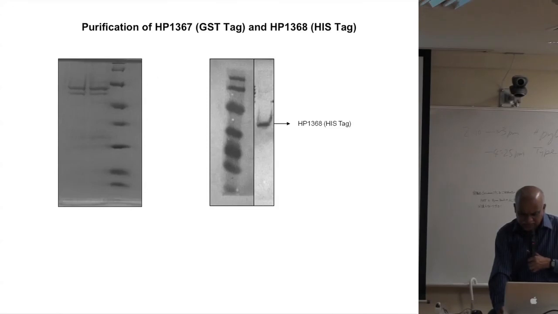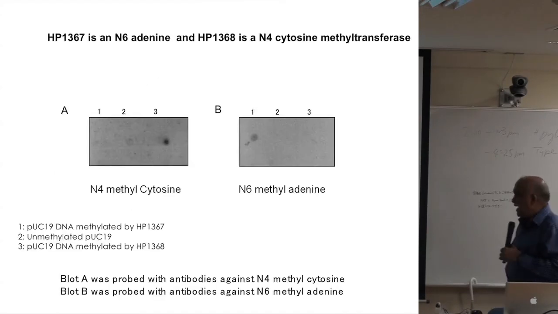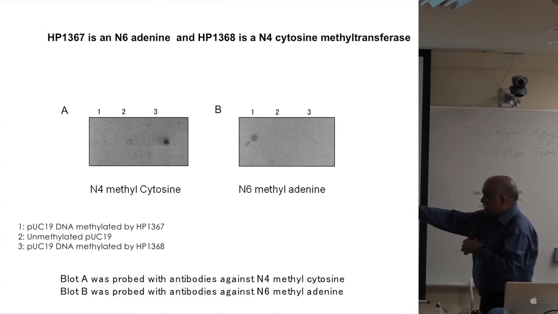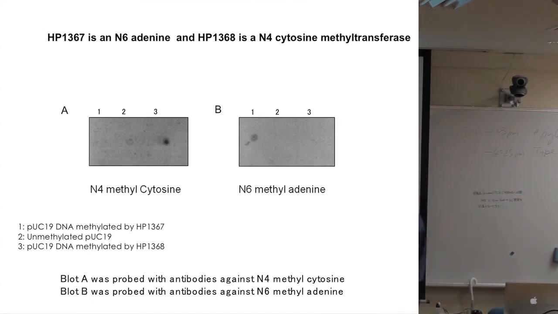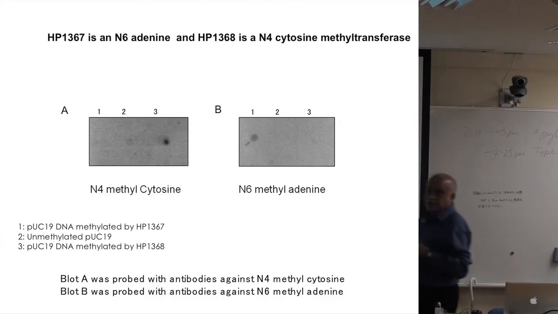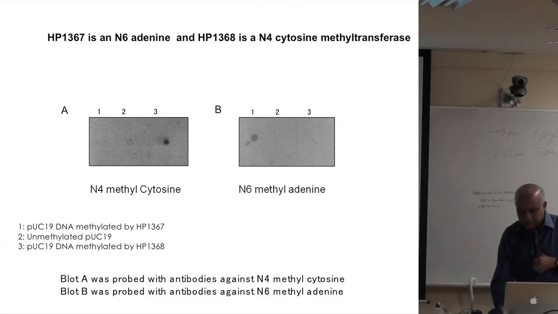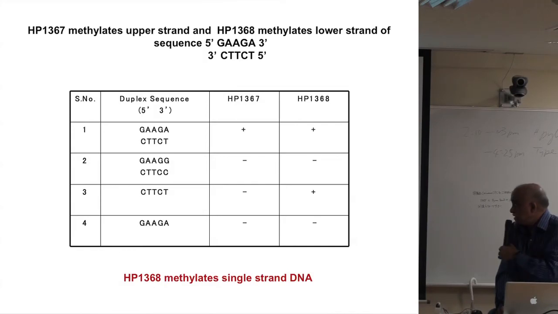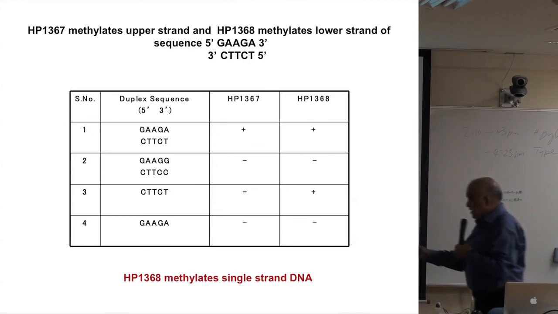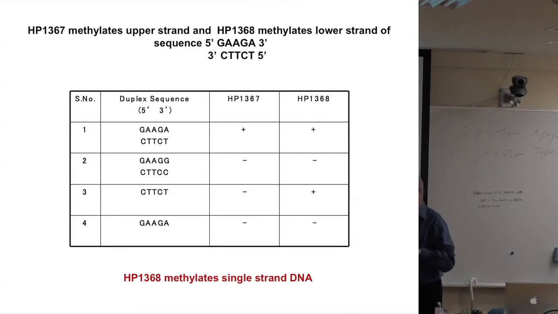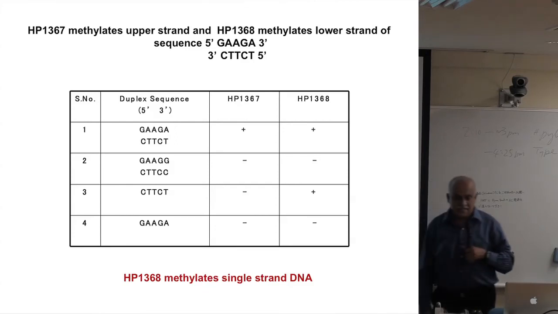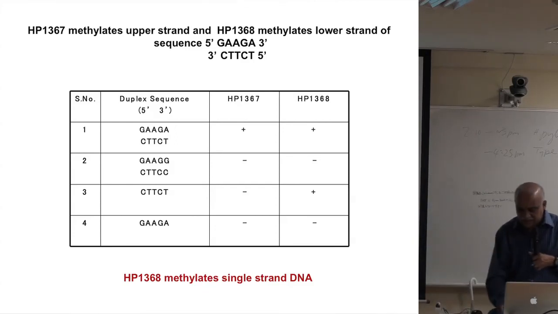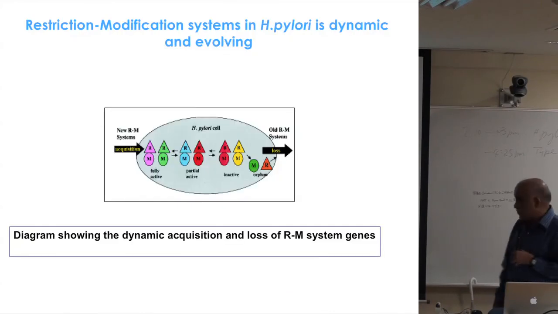So Ritesh, again in the lab, purified these proteins and showed that one is an N4 cytosine methyltransferase and one is an N6 methyl adenine, both by Far Westerns and by biochemical analysis, to show that this is what's happening. So these are the specificities of these enzymes. And most interestingly, it methylates single-stranded DNA. Most methyltransferases do only double-stranded DNA, but here we have a case of single-stranded DNA. Again, in the biology of this, it becomes very important as to what these roles are.